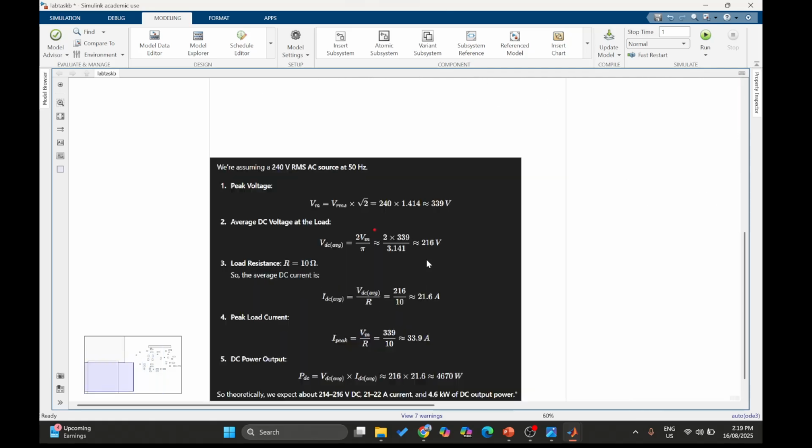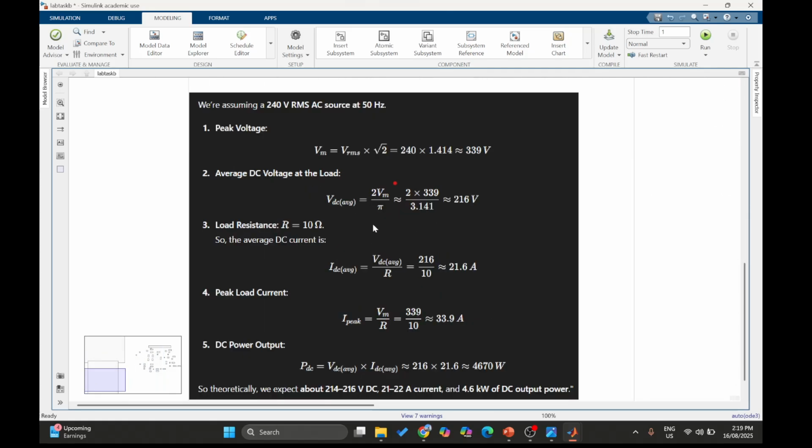Now, in the model, I am going to first calculate the values. You know that 415 is a line-to-line voltage in most of the countries, and when I divide the line voltage 415 by root 3, I'll get a phase voltage of 240 volts. This is an RMS voltage, and I'm going to assume my frequency at 50 Hertz.